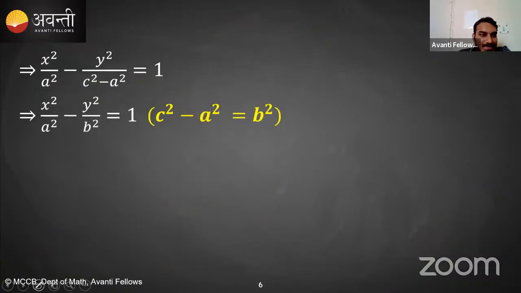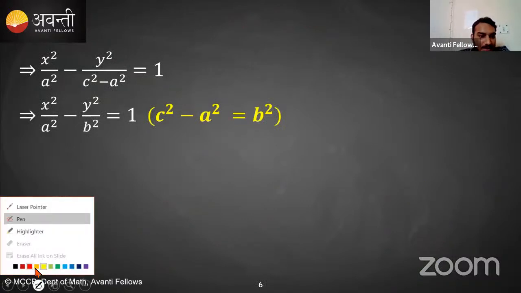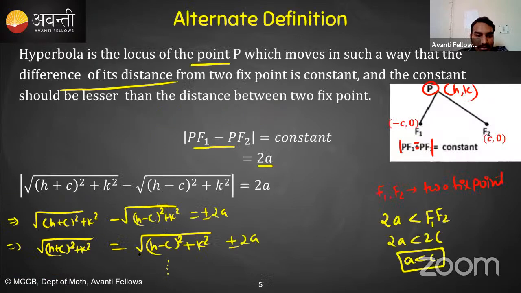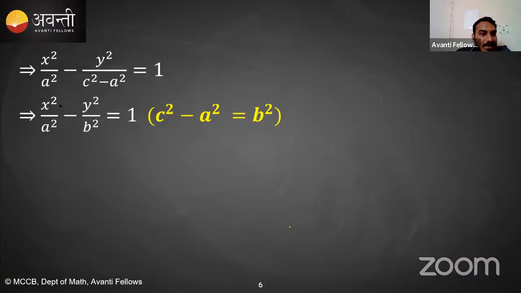Okay. x by a square, x by a square. In this equation, what you are seeing? h, k, and at last we can replace h with x and k with y. So we are just seeing x, y, c and a, right? So what we will get? x square upon a square minus y square upon (c square minus a square) is equal to 1.